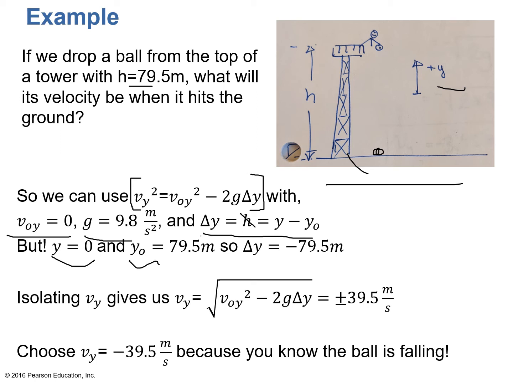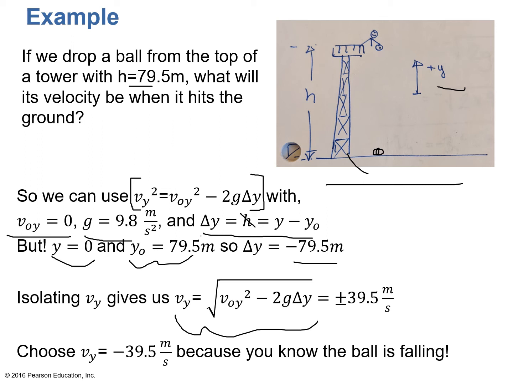It begins, y sub naught, at 79.5 meters up in the air. So delta y is y, which is 0, minus 79.5 meters, or minus 79.5 meters. Anyway, taking that negative value of y, I'm going to plug that into that expression. Notice I'm trying to solve for v sub y. So I take this expression, I take the square root of each side, and that gives me this expression which we'd seen before.